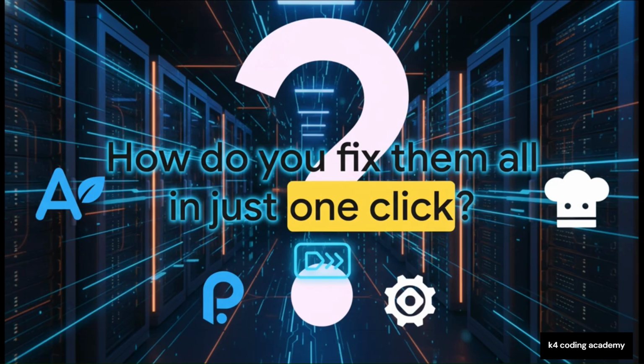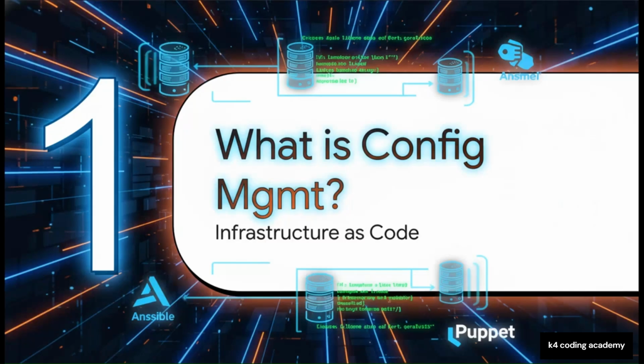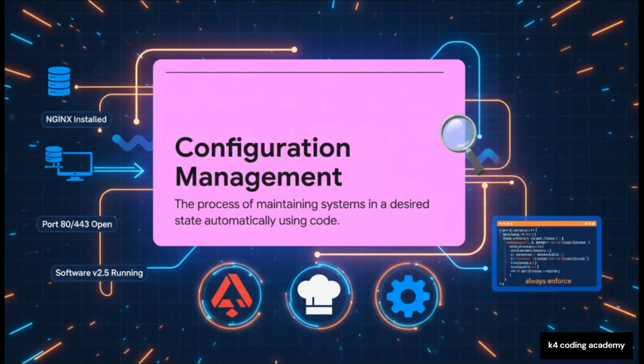Sounds totally impossible, right? Well, that is exactly what configuration management is all about. This is the skill that really separates the pros from the beginners. So what is this magic we're talking about? At its core, configuration management is all about infrastructure as code. It means you stop setting up servers by hand, and instead you define everything in code, in simple files that anyone can read.